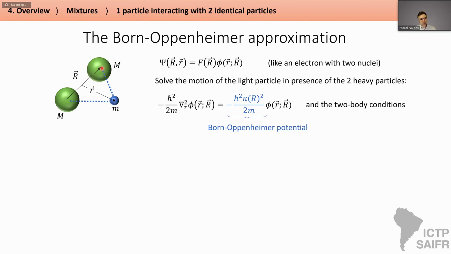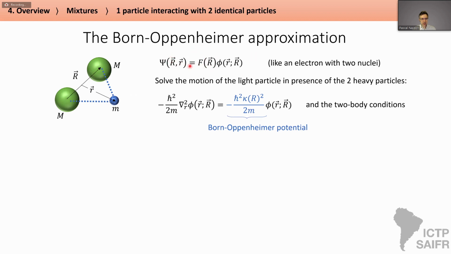So, as you remember from atomic physics, this is something that can be used when you have a system of very heavy and light particles, like the electrons around atomic nuclei. And in that case, because of this large mass ratio, one can assume that the light particle is faster than the heavy particles. And we can make the Born-Oppenheimer approximation, which consists in separating the motion of the heavy and the light in this way.